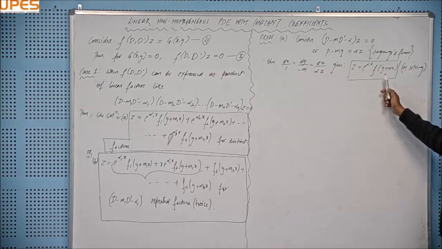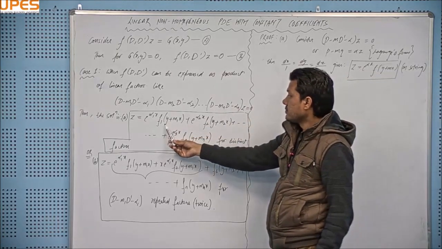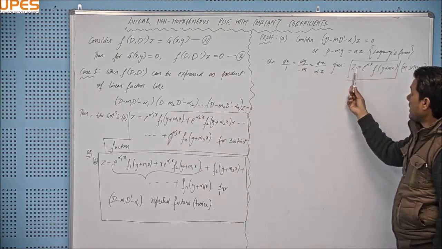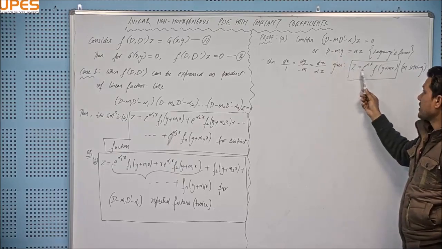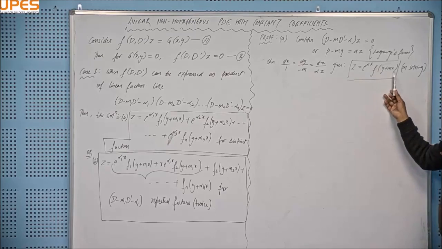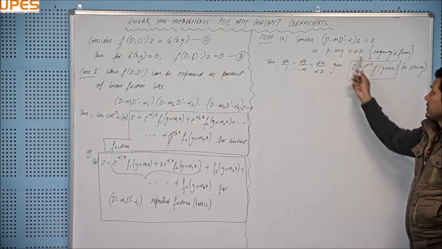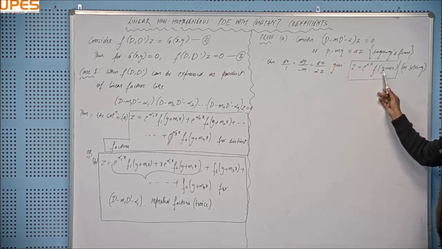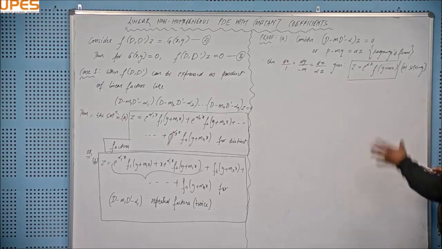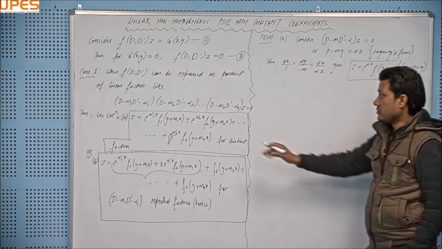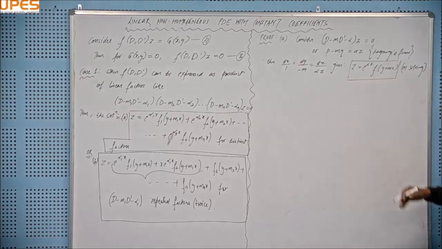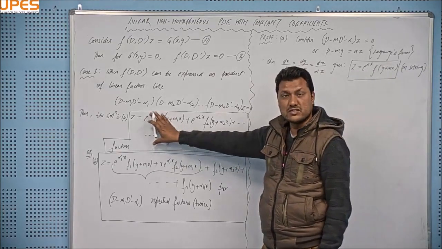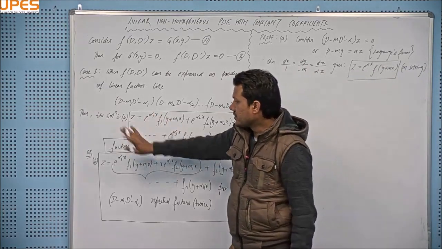This is actually the same. I have taken it for m and alpha. If you take it for m1, alpha 1, you will be getting z equal to e to the power alpha 1 x f of y plus m1 x. For m2, alpha 2, e to the power alpha 2 x f of y plus m2 x, and so on. And you know that linear combinations of these solutions will give rise to this solution. So this is the proof for part A.